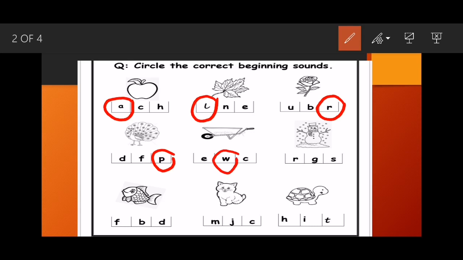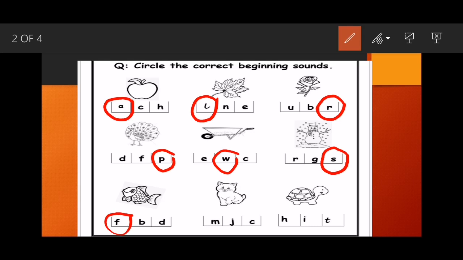The next is, what is this? Snowman. Very good. The letters we have are R, G, S. The beginning sound is S. Very good. Snowman. The next picture is fish. What is this? Fish. Okay, the letters we have are F, B, D. So fish starts with F, fish.